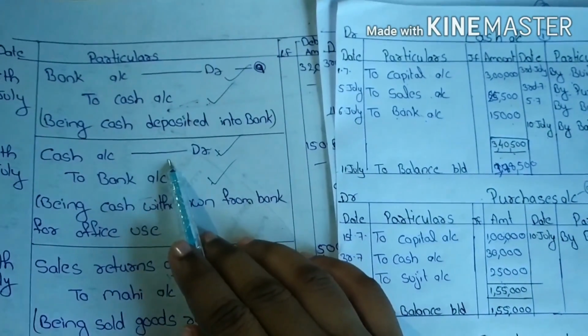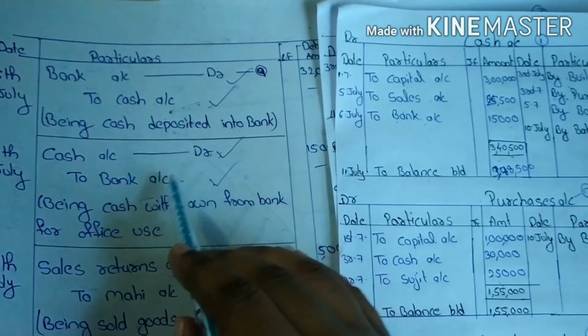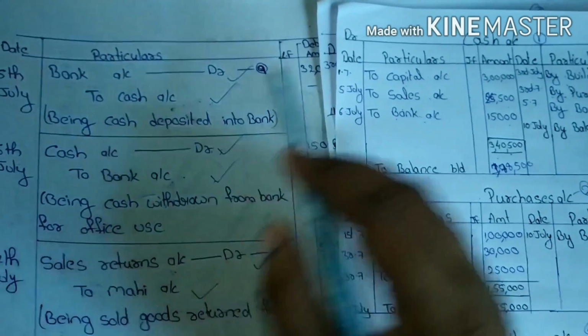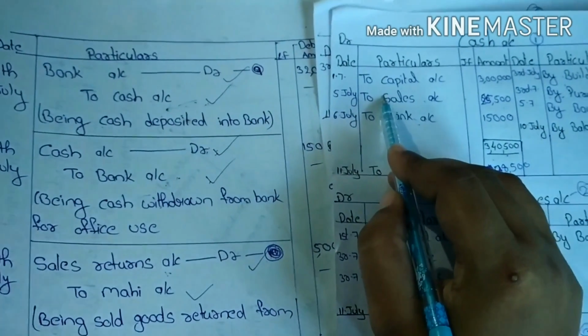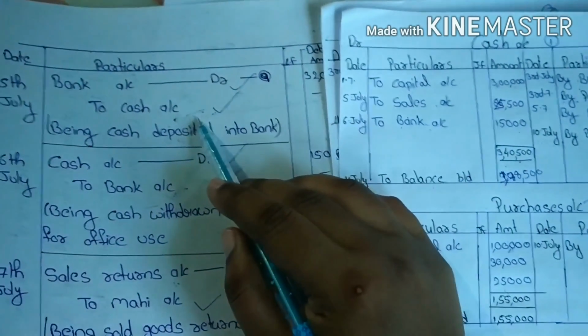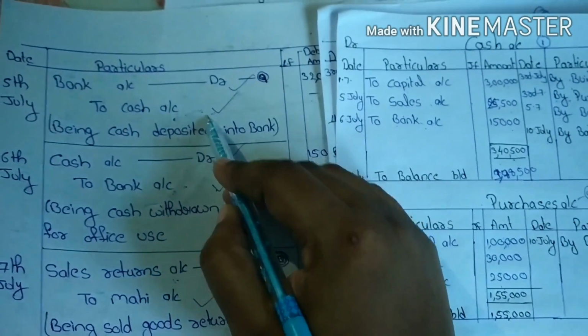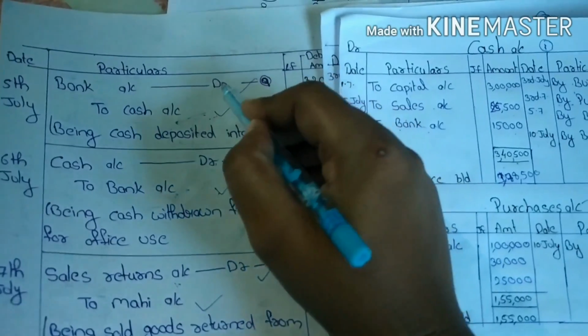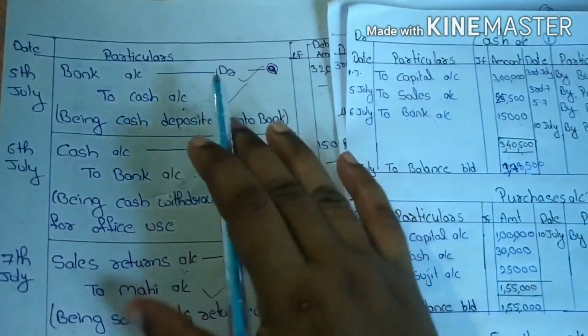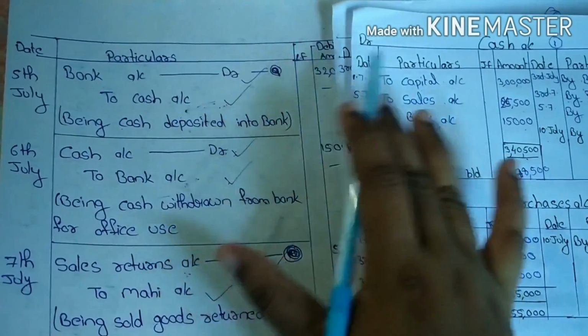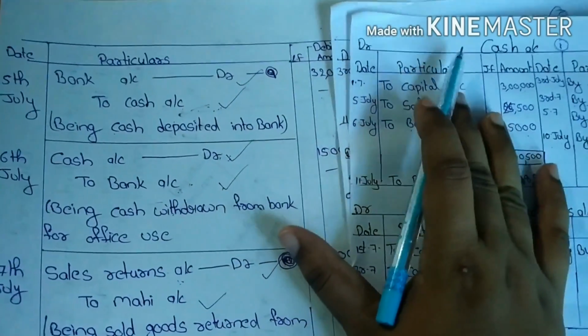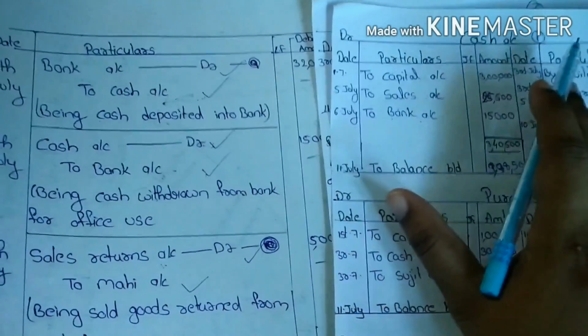See, here cash account is on debit side. So the opposite element should be mentioned on debit side. And here the cash account should be on credit side, right? So the opposite element should be mentioned on credit side. So it should be an opposite or ulta. So this is the simple logic while preparing the accounts in ledger.